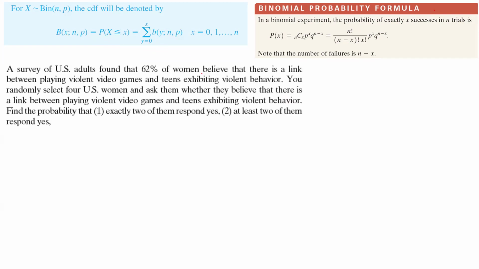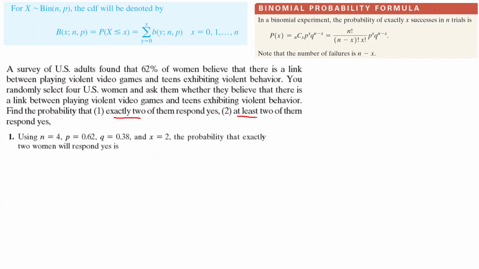For example, a survey of US adults found that 62% of women believe that there is a link between playing violent video games and teens showing violent behavior. You randomly select 4 US women and ask them whether they believe that there is a link between playing violent video games and teens exhibiting violent behavior. Find the probability that exactly 2 of them respond yes, and find the probability that at least 2 of them respond yes.